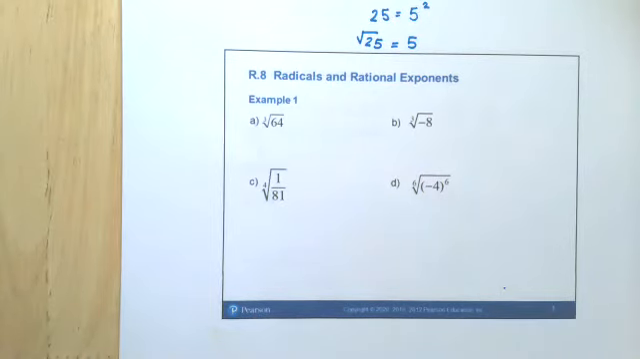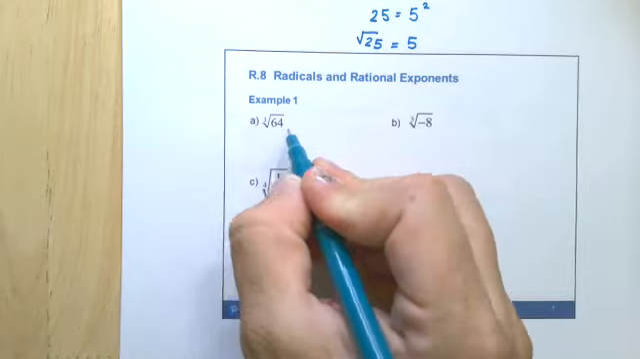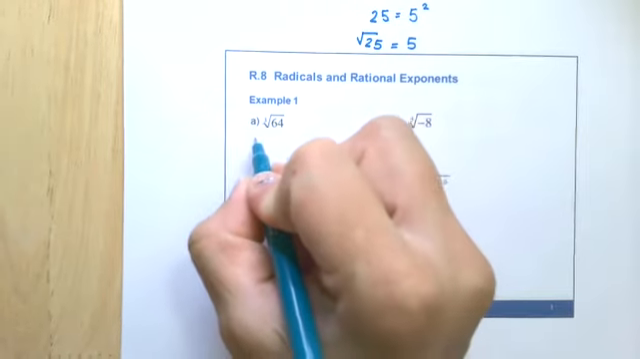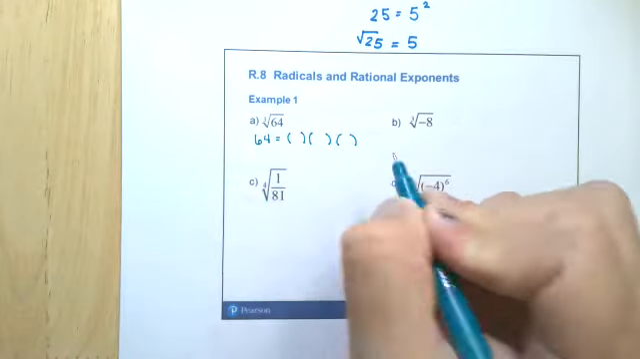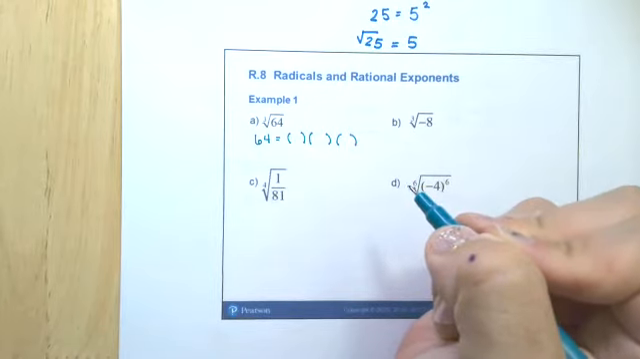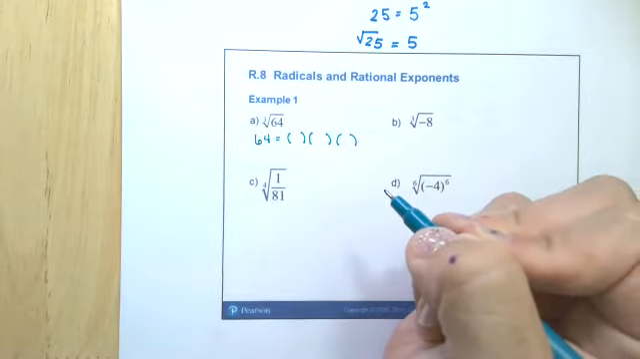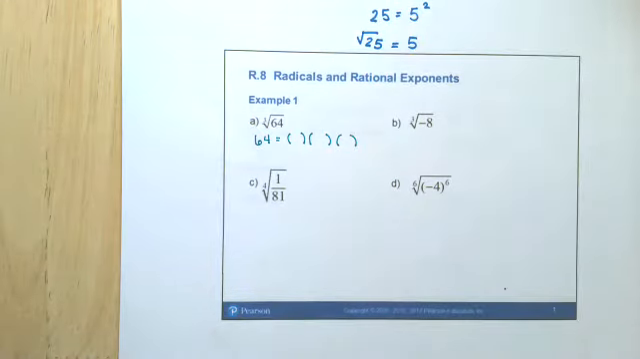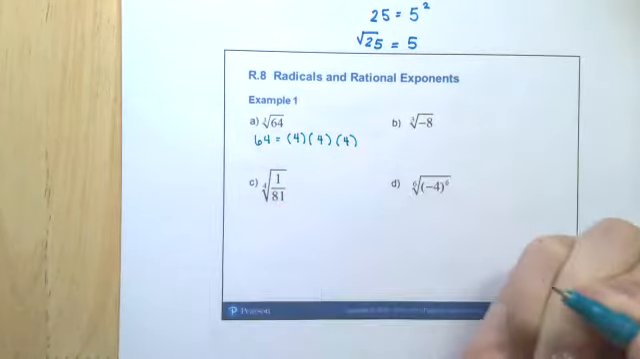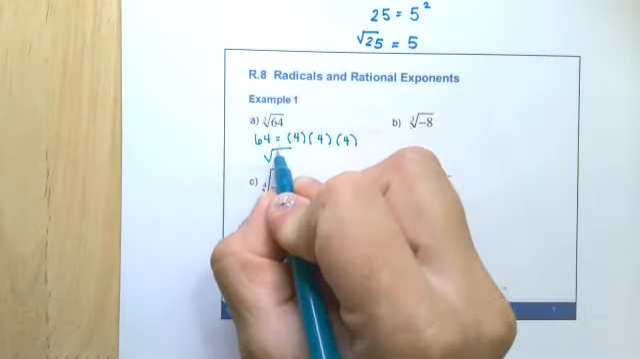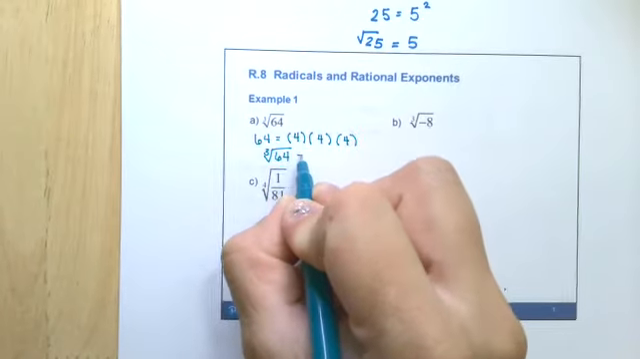So let's work these examples. The cube root of 64 is just asking what can we multiply 3 times to get 64? It's 4 times 4 times 4. So the cube root of 64 is 4.